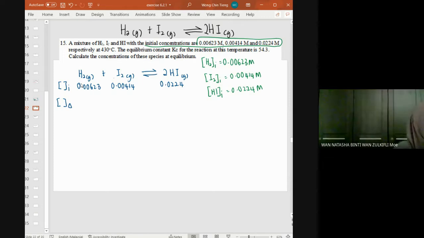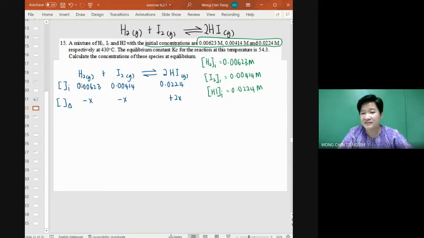Yeah. Can I have the change? Negative X, negative X, positive 2X. Perfect. Senang kan? Senang dengan syarat satu. Equation kamu balance dan betul. Okay? Everything depends on the equation. Imagine you started off with the wrong equation. You're gone. Okay? Equation kena bagi betul.